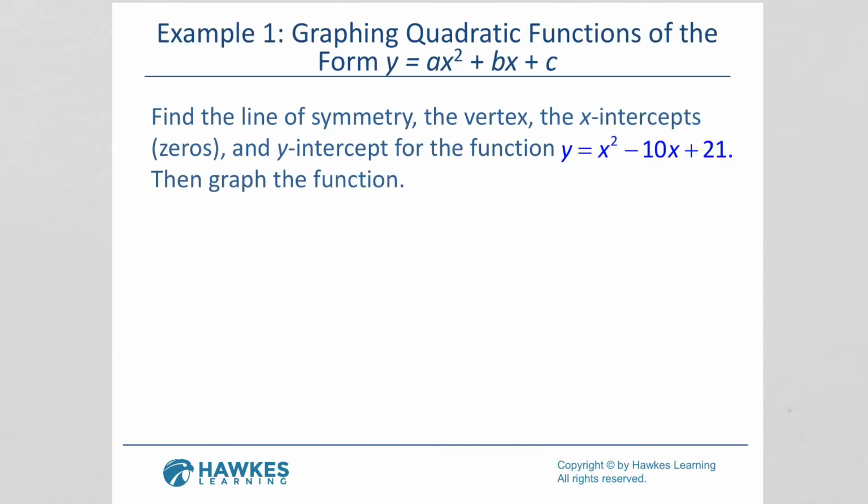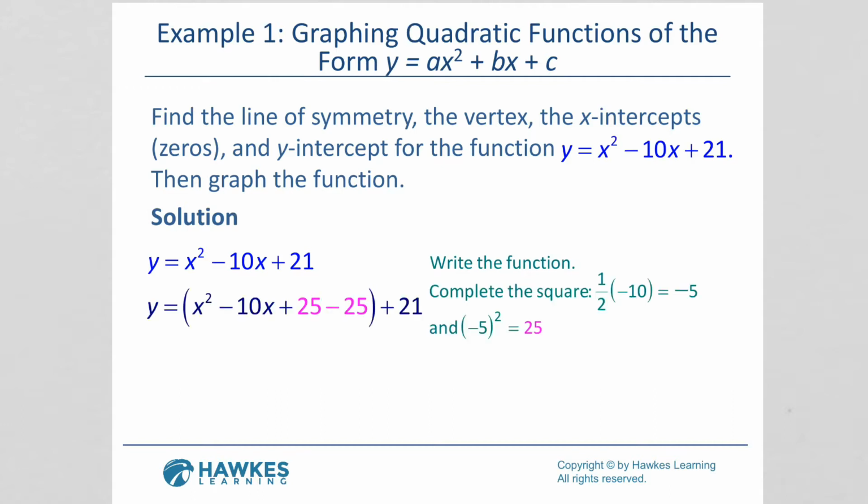Example 1: find the line of symmetry, the vertex, the x-intercepts, which are your zeros, and the y-intercept for the function y equals x squared minus 10x plus 21, then graph the function. So our function is y equals x squared minus 10x plus 21. And for this problem, we're going to use completing the square as our method for solving it.